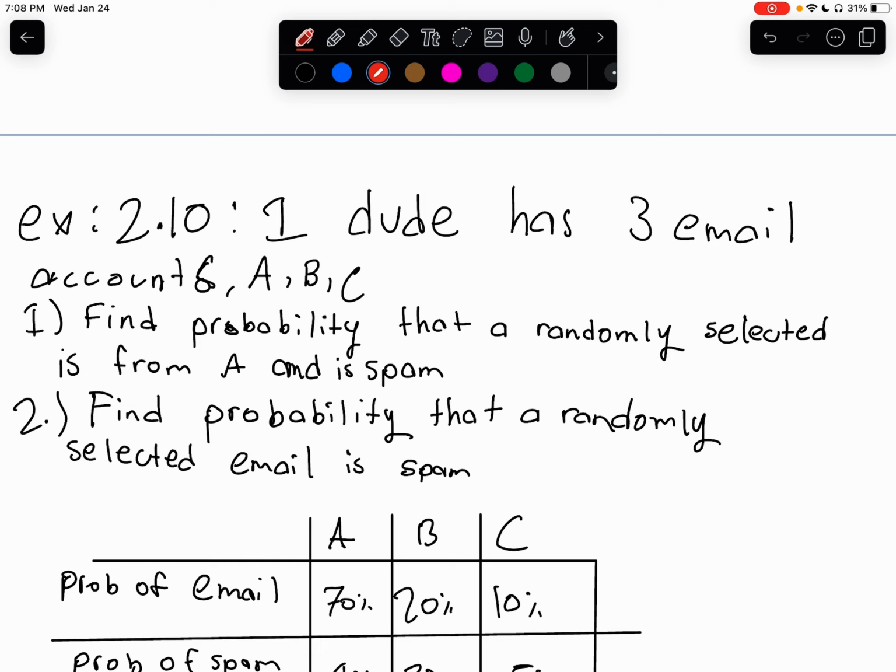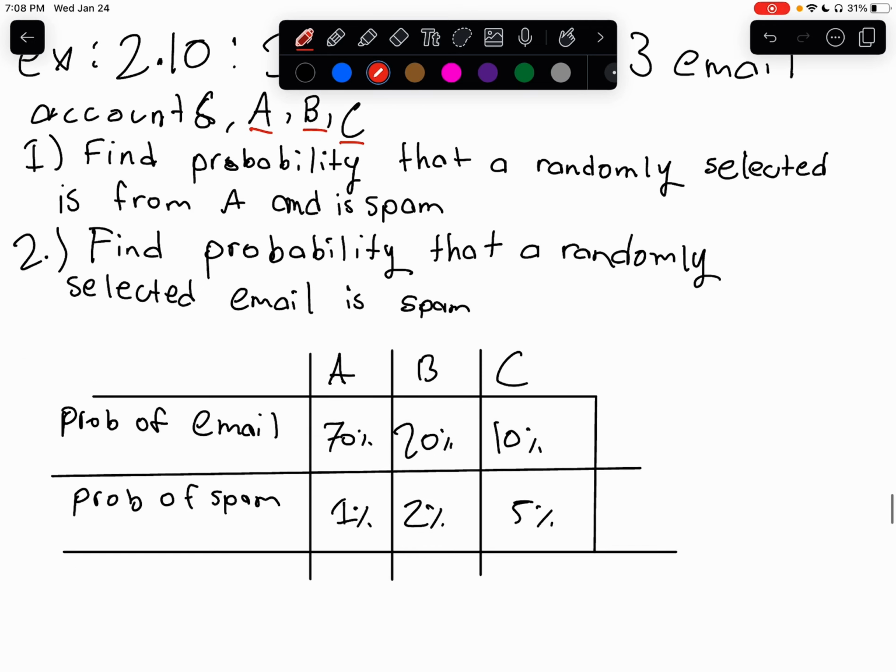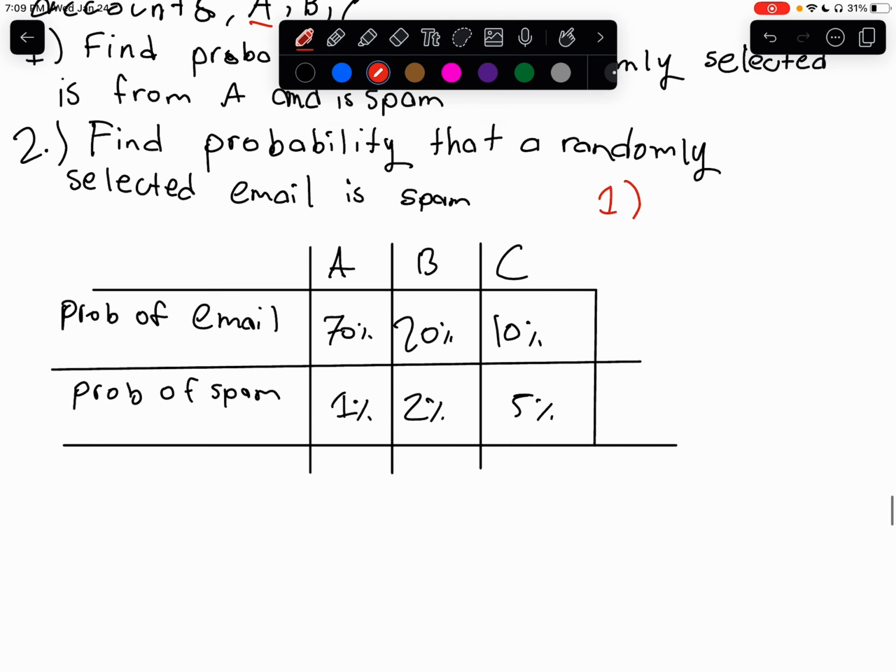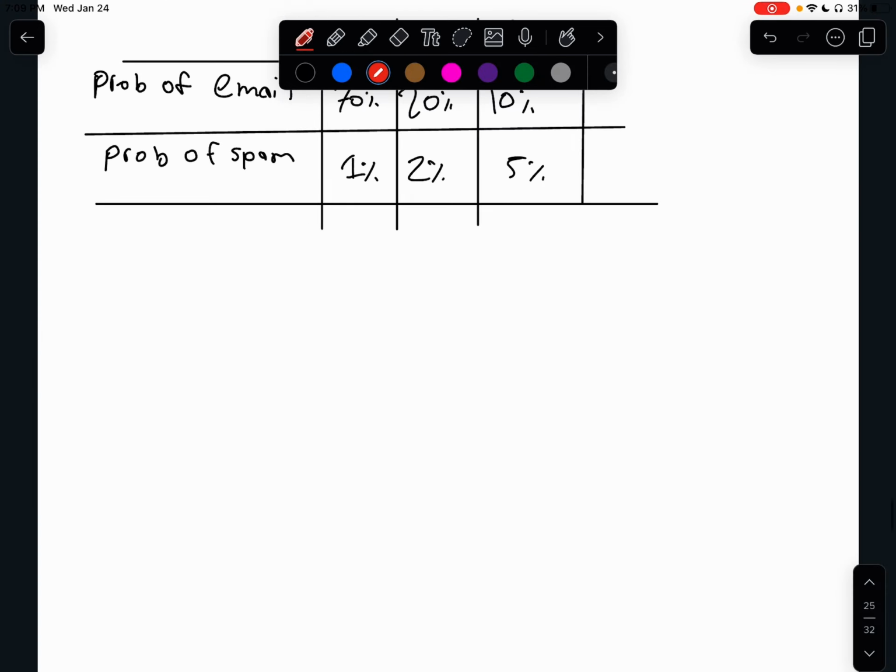One person has 3 email accounts, labeled A, B, and C. The first part we're trying to find is in our chart down here. So question 1 is: find the probability that a randomly selected email is from A and is spam. Now we have to denote all the aspects of what we have to write down for this question first. So I'm going to erase this. Before we answer, we have to find the following.